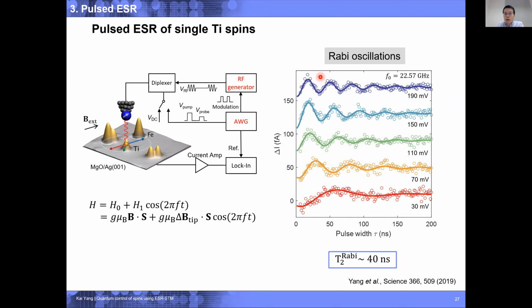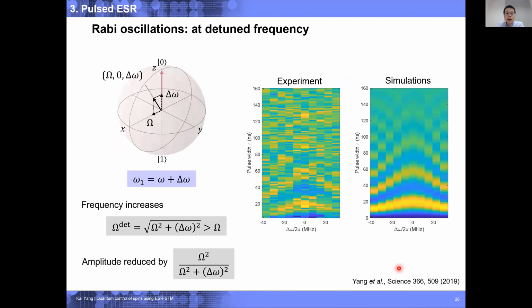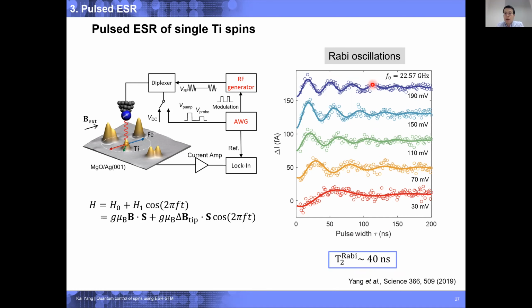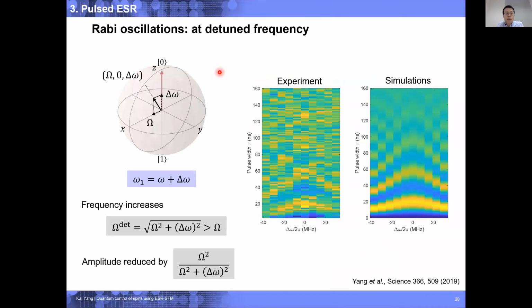And you can also see that this oscillation decays away after 4 to 5 oscillations. And so from the decay constant, we can learn about the quantum coherence time T2, which is about 14 nanoseconds. So here, these Rabi oscillations were measured at the resonant conditions. And as a sanity check, we also measured the Rabi oscillation at a detuned frequency. That means the microwave frequency is slightly different from the resonant frequency.